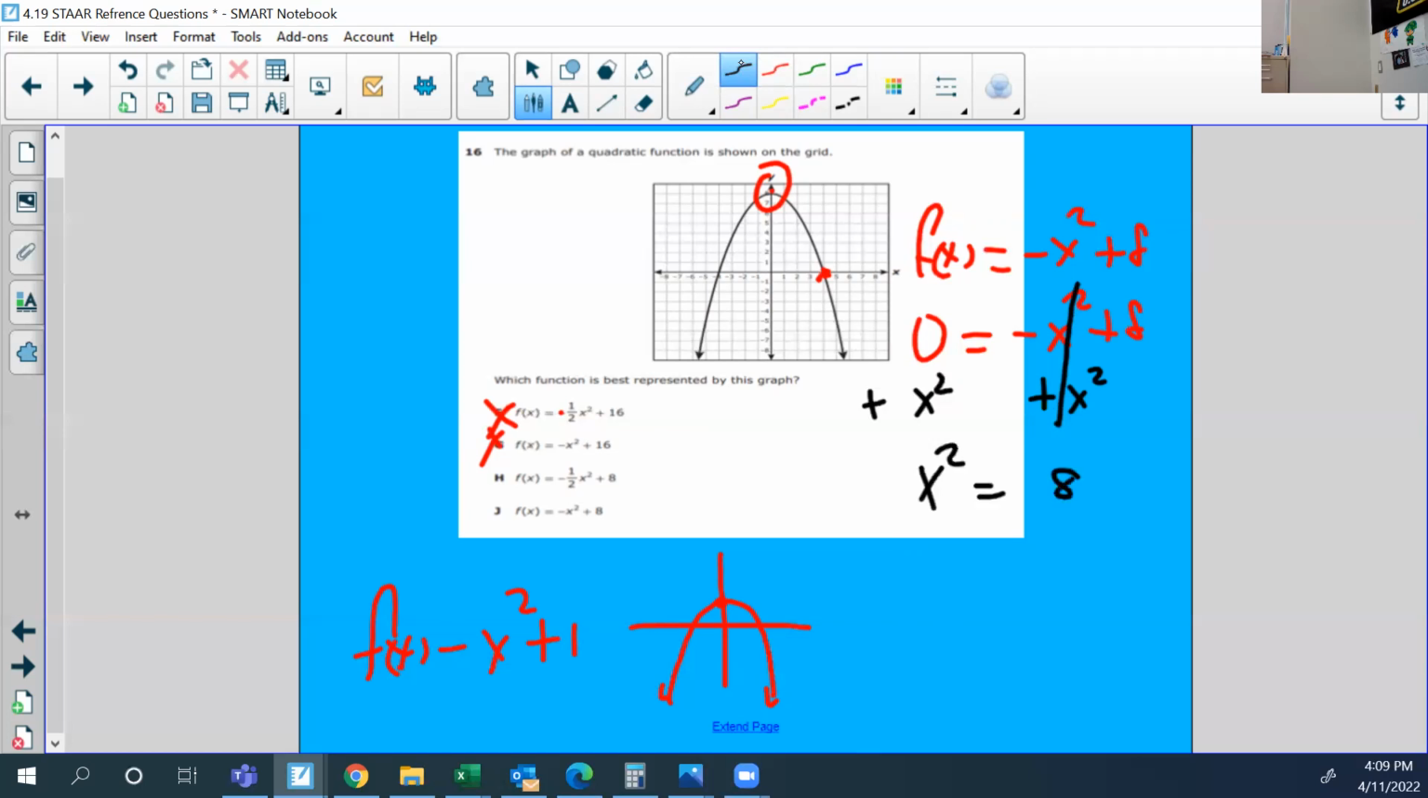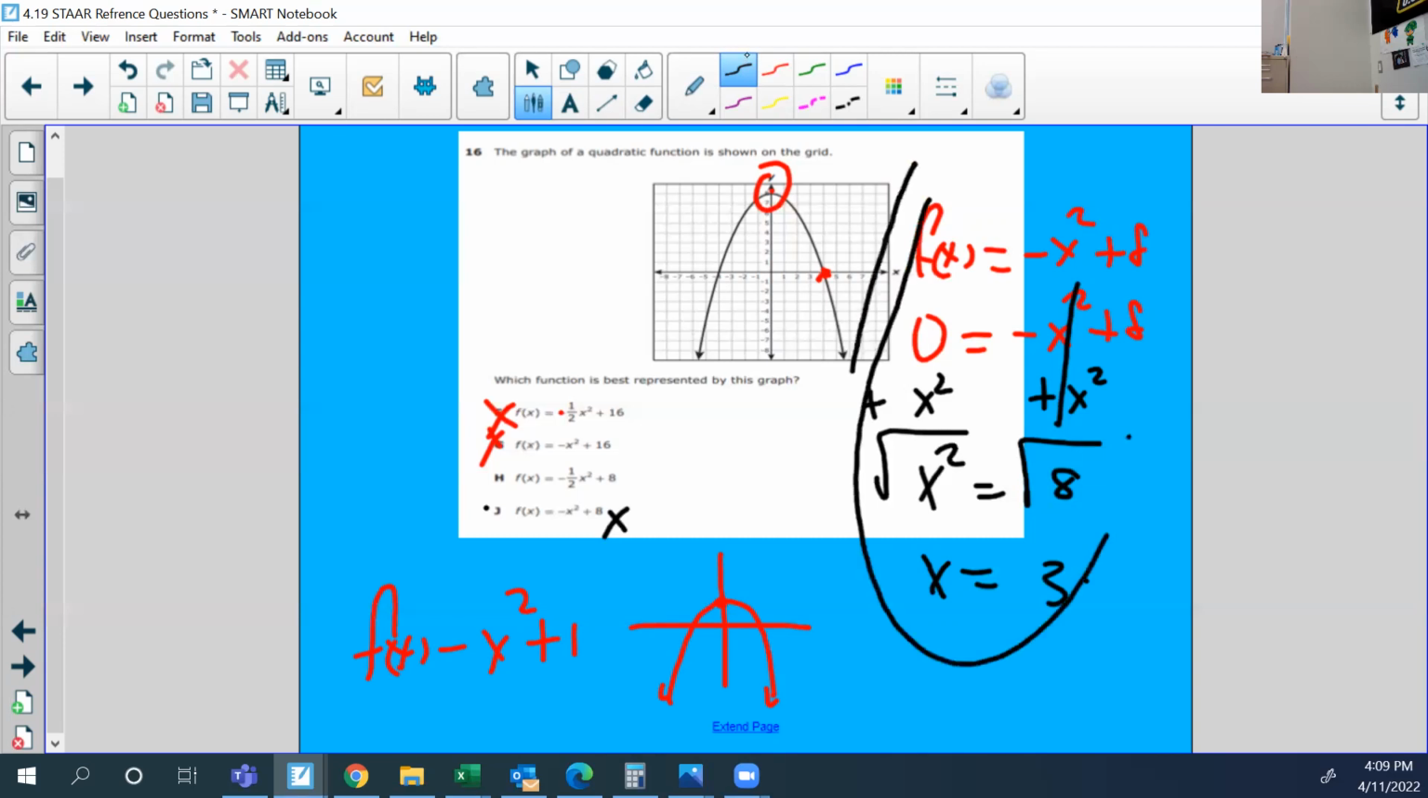Now remember in class, how do we solve that? Take the square root of both sides. That gives me x equals the square root of 8, which is, I don't know, 3 times 3 is 9, so 3 point something. So I know this is not 3 point something. So J is not the right answer. All right, so that has to be H. I'm going to show you how to solve for H now. How do we solve for H?